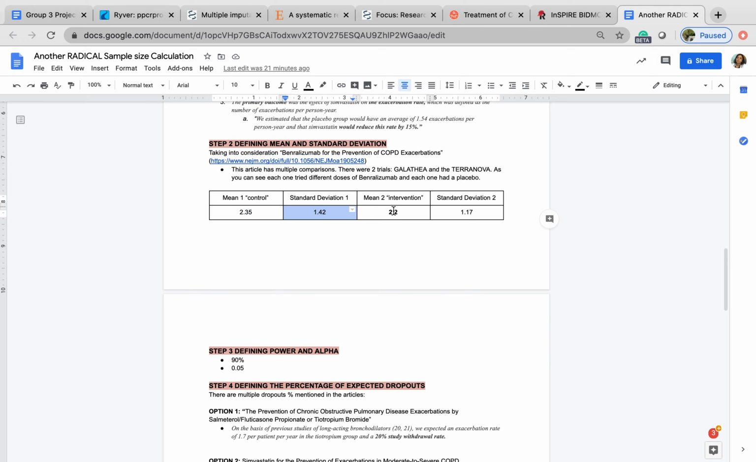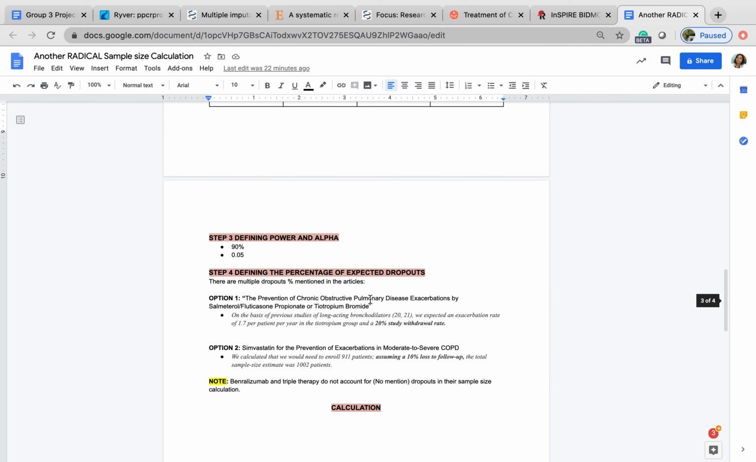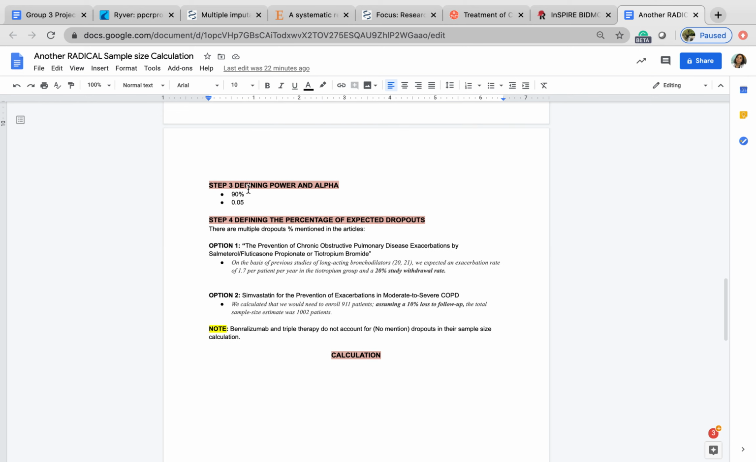Here's where the magic begins. For the mean 2, we calculate this, and we got this number by subtracting 2.35 minus 0.15, which is the reduction rate we want to see. And we just kept the same standard deviation. Okay? Now, how did we define power and alpha?